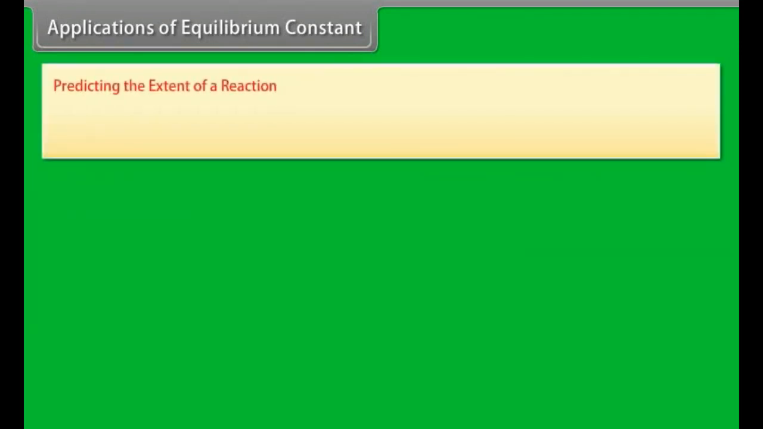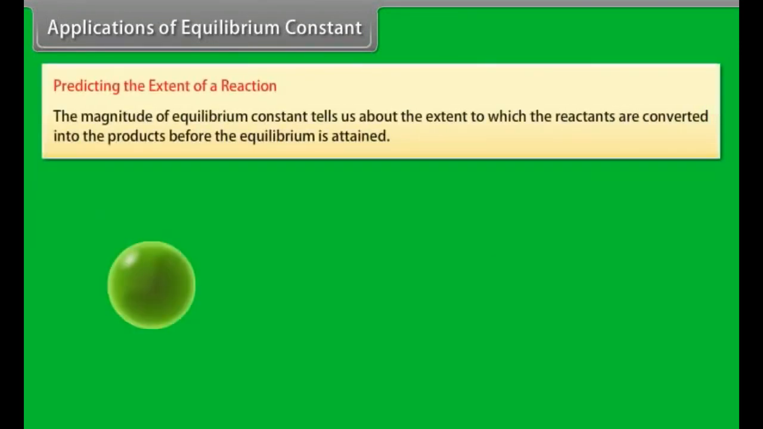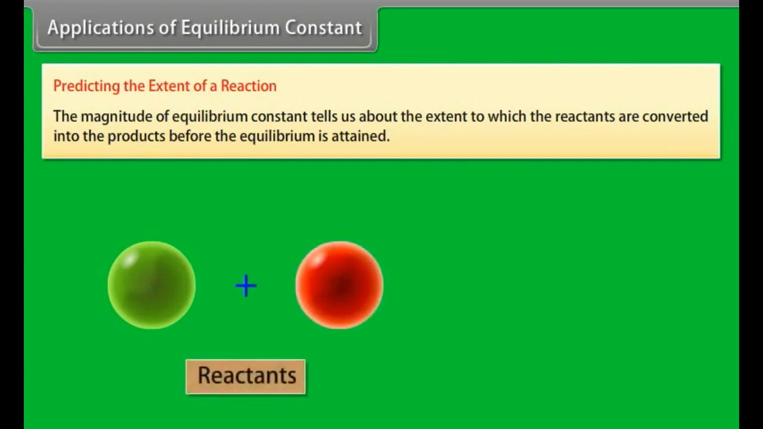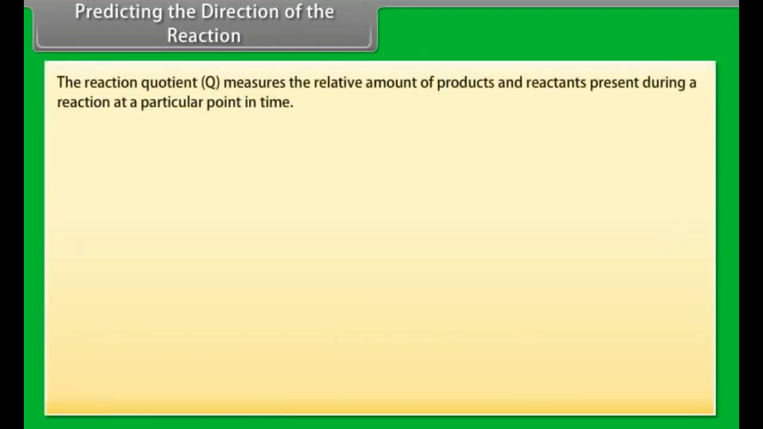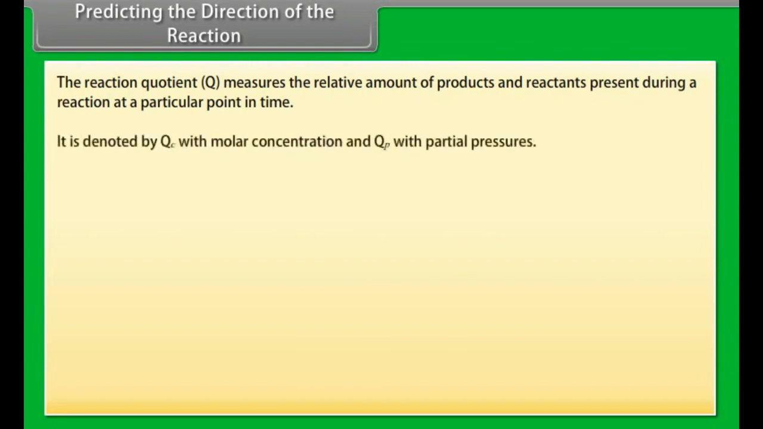Predicting the extent of a reaction. The magnitude of the equilibrium constant tells us about the extent to which the reactants are converted into the products before the equilibrium is attained. Predicting the direction of the reaction. The reaction quotient Q measures the relative amount of products and reactants present during a reaction at a particular point in time. It is denoted by Qc with molar concentrations and Qp with partial pressures.